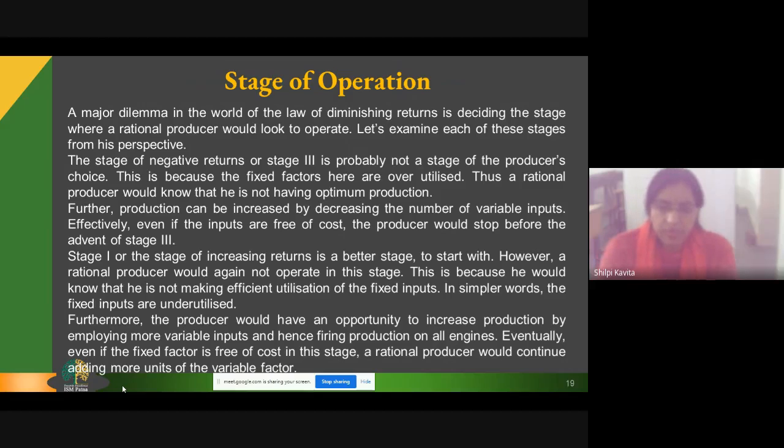While in stage 3, as I told you all, there is no land left for any cultivation. So it is just a futile effort to increase the labor because that will add to your cost and ultimately it will bring a loss to the producer. So the most rational stage of production is stage 2 where there is an optimum combination of fixed factor and variable factor.